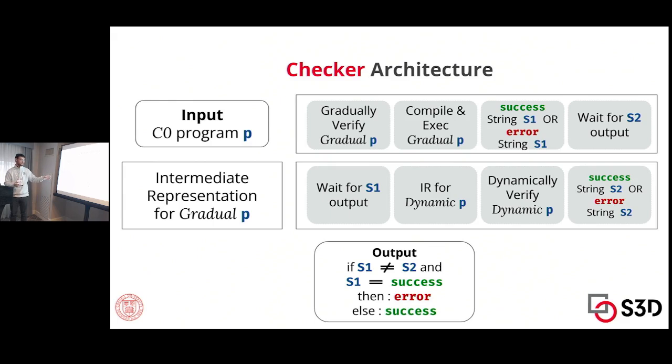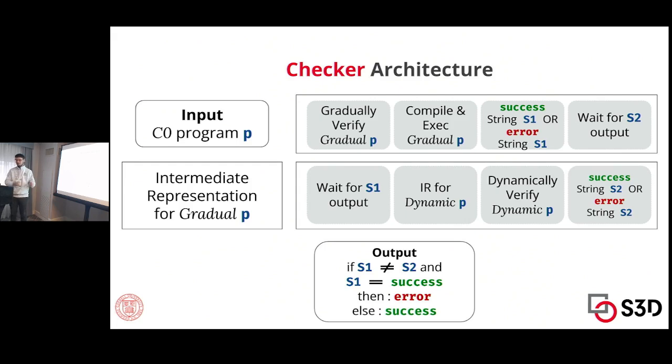There's an intermediate representation for gradual programs. We first do the top part where we gradually verify it, and once that's done, we do the bottom part where we dynamically verify it. Then we have a backend that already establishes what errors there were. If the gradually verified program is different from the dynamically verified program, but the gradually verified program said that it was sound, then that's a big error because it means our tool is unsound.